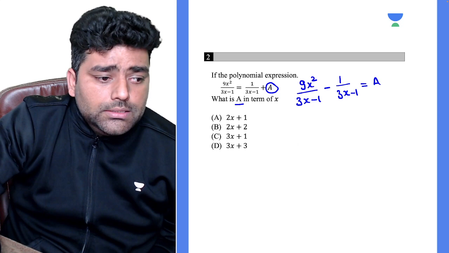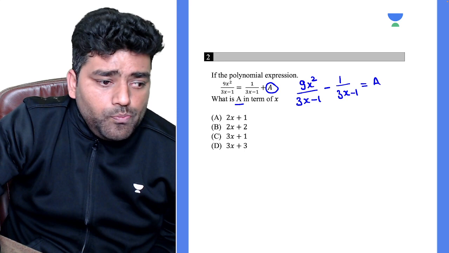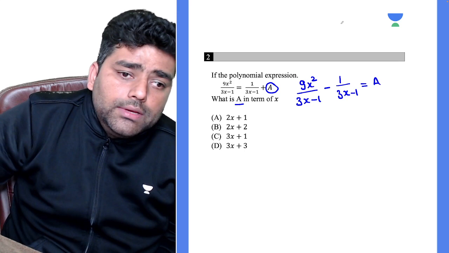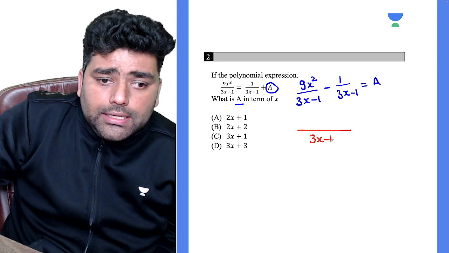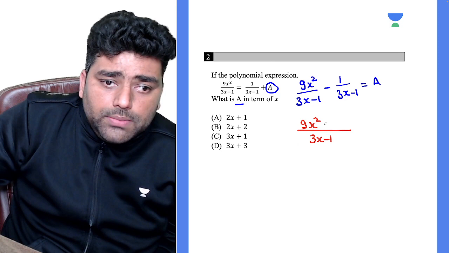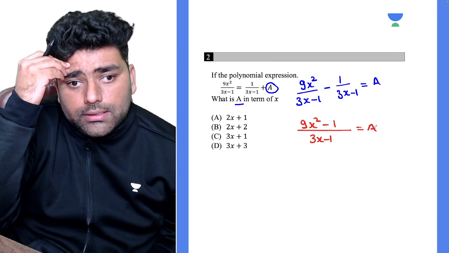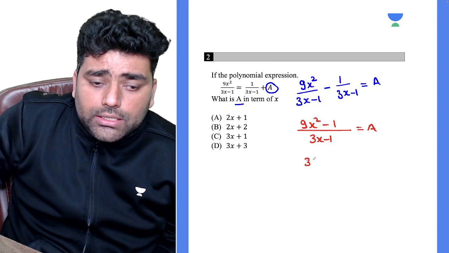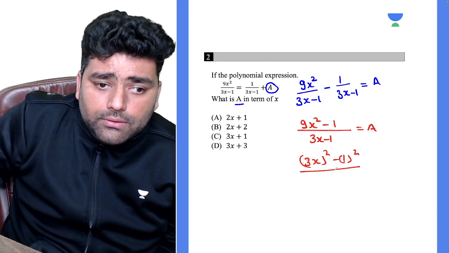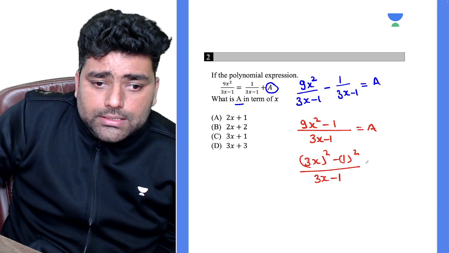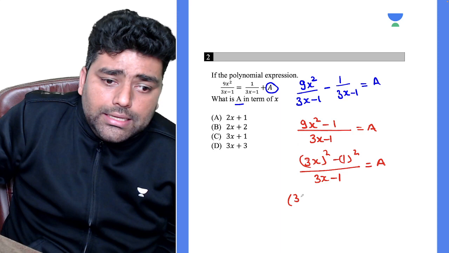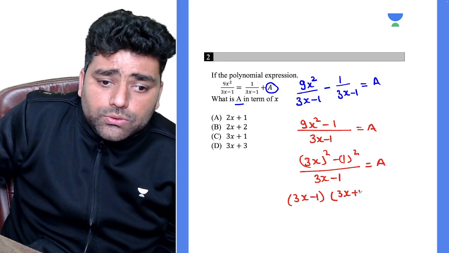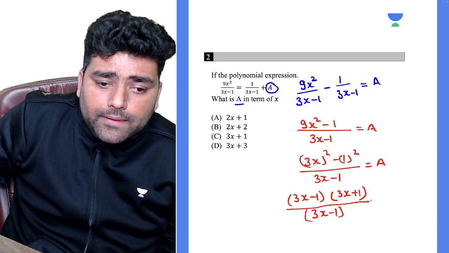Okay, guys, so now again we have the same denominator. If the denominators are the same, definitely you can just add or subtract the numerators. So it becomes 9x square minus 1 divided by 3x minus 1 is equal to a, right, guys? Now what do you think about 9x square minus 1? You can write 9x square as 3x whole square, so 3x square minus 1 square divided by 3x minus 1 is equal to a. And then it is 3x minus 1 times 3x plus 1, one subtract and one add, divided by 3x minus 1, and that is equal to a.